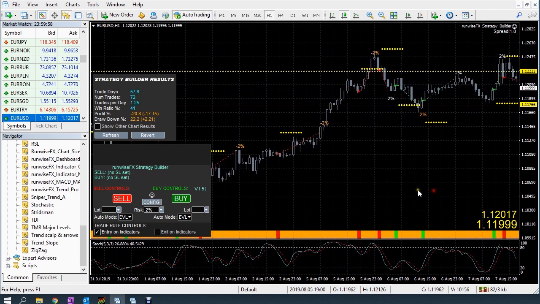Let's have a little look. Again, you can see it here. It went overbought, but it wasn't until it came back that we actually got the sell signal.